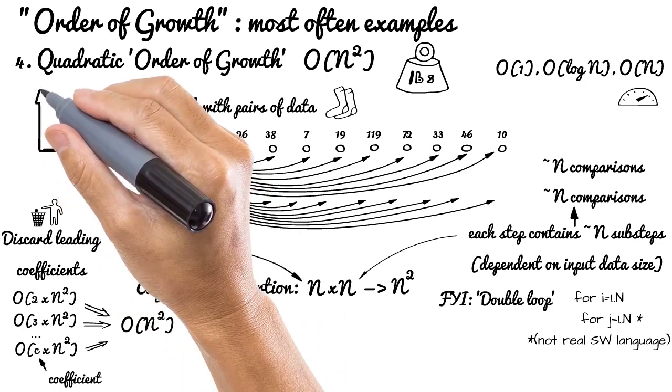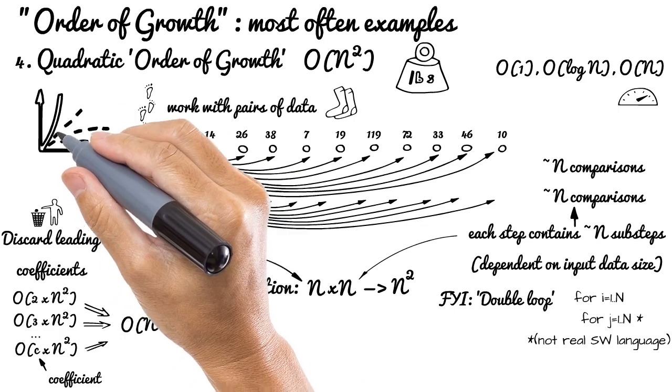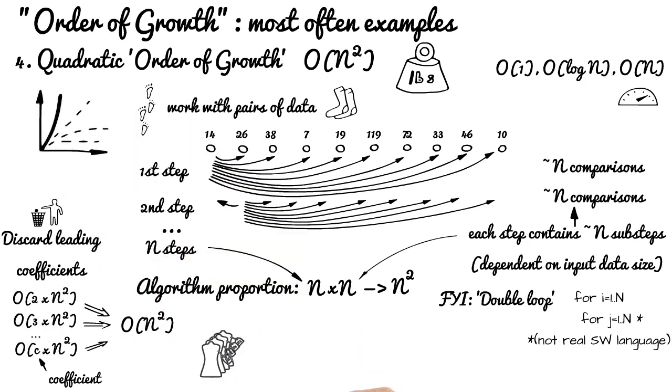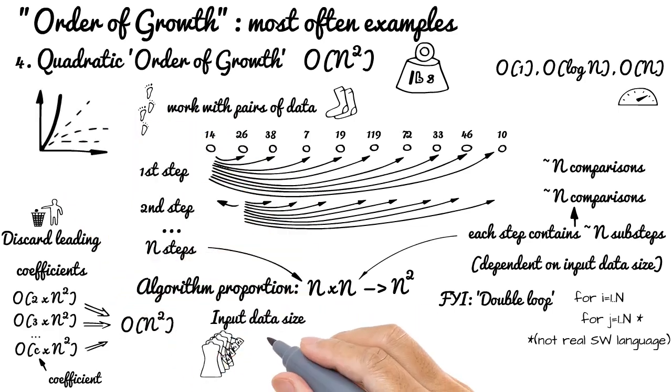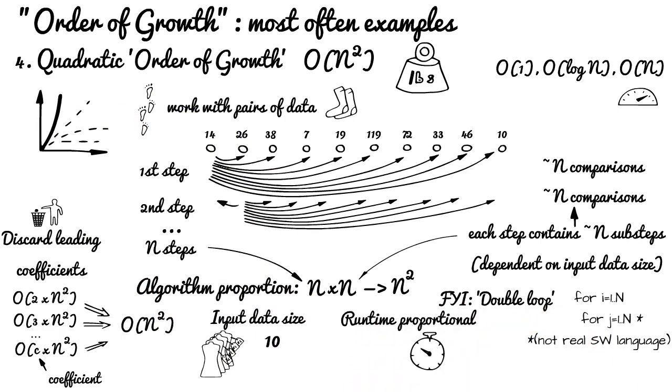The curve of such a line on a graph will be very close to the y-axis. For input data size of 10, runtime will be proportional to 100. For input data size of 100, runtime will be proportional to 10,000. You can imagine how runtime will increase on a larger input data size. Quadratic order of growth is significantly worse compared to linear one.